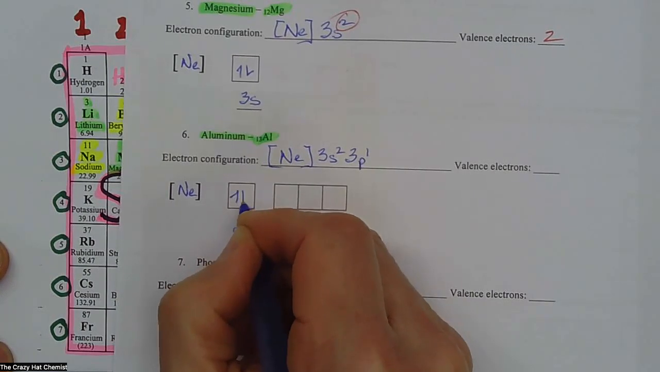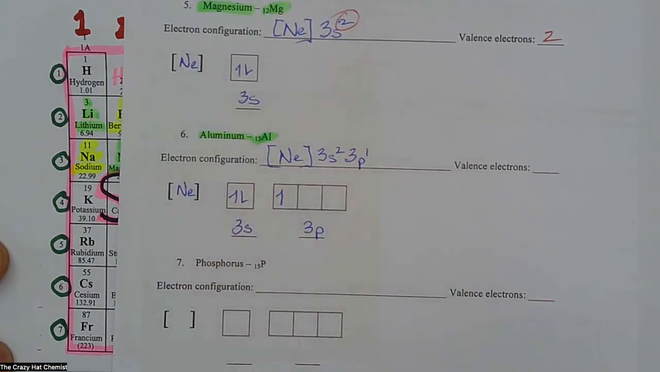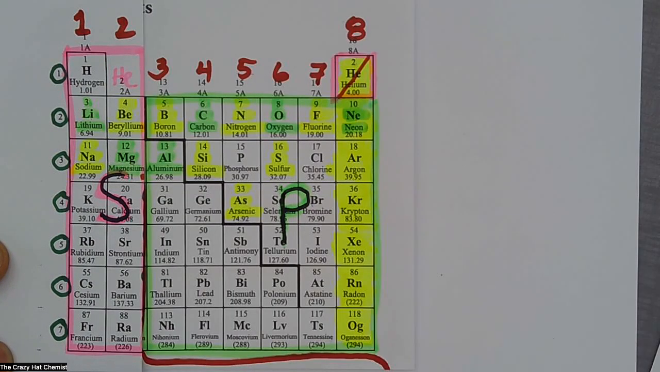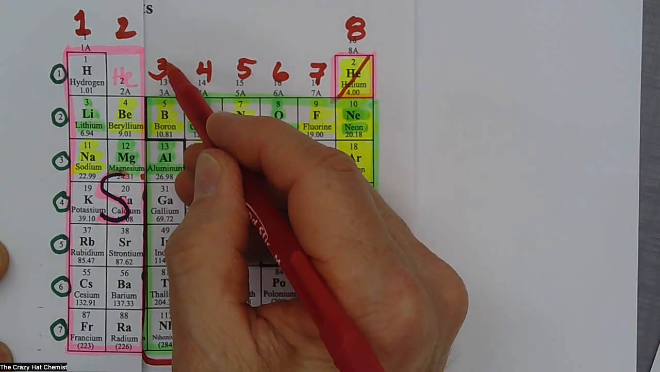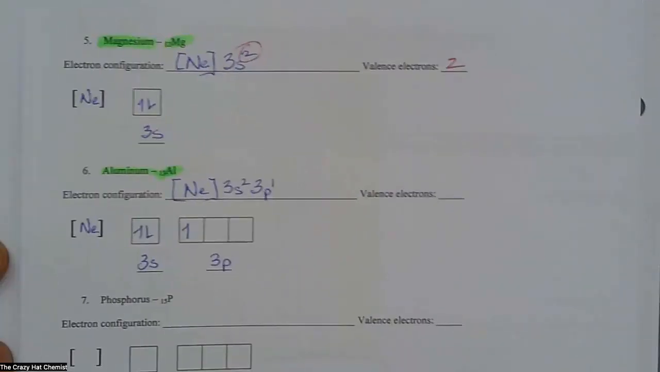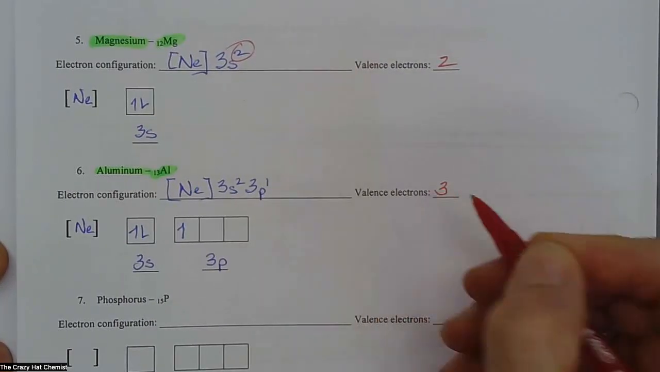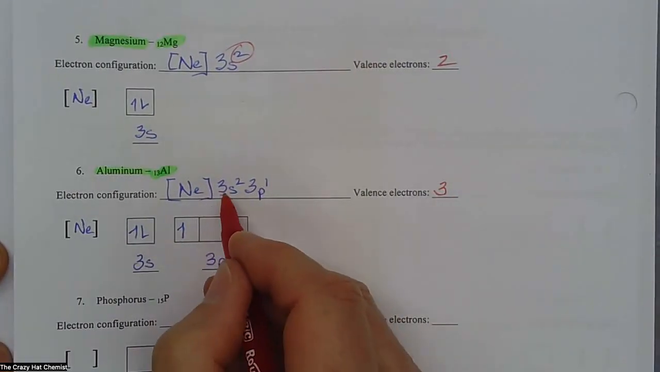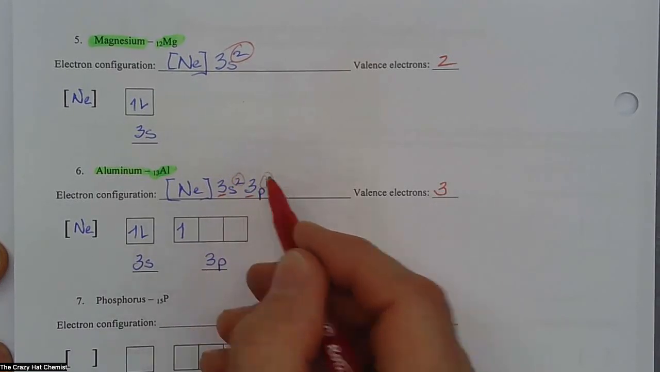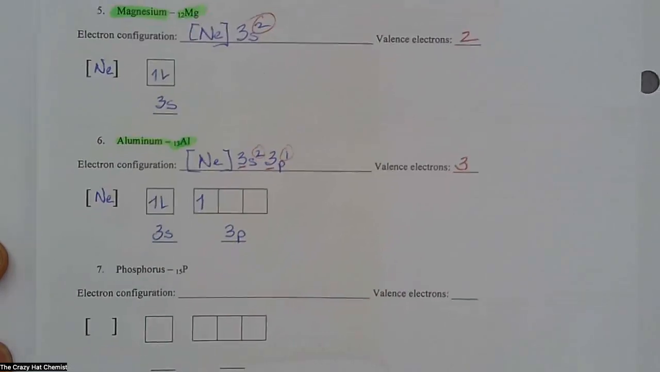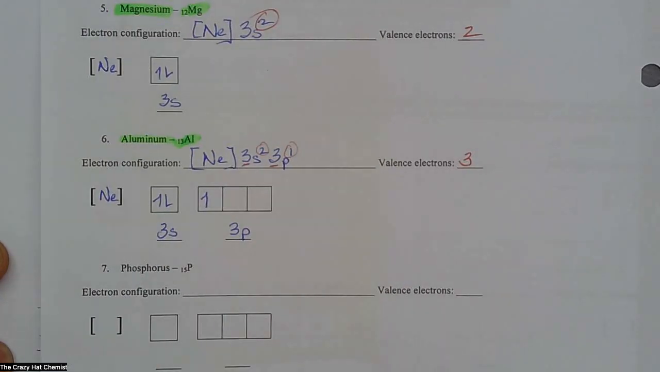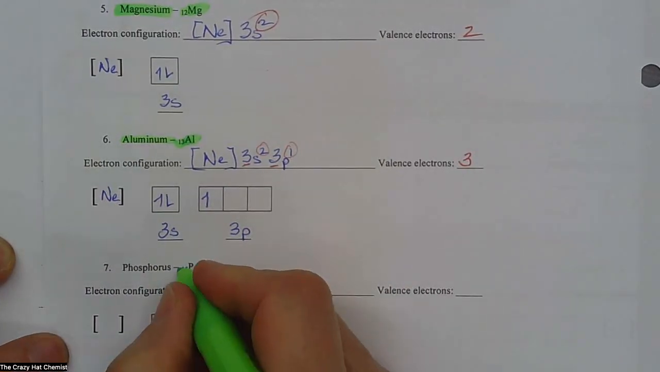This is an up, that's a down. This is a single up like that. Aluminum is in what column or group? It's in group or family 3. So that means that there are 3 valence electrons for aluminum. It's the largest principal quantum number, and sum them up. Perfect. Done. Easy peasy.